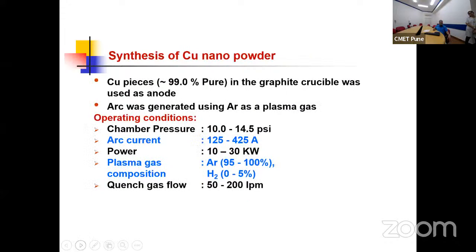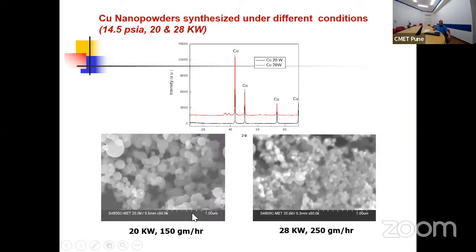So for this synthesis of copper nano powder, we put the copper pieces, 99% pure, in a graphite crucible, which acts as an anode. The arc was generated using argon as a plasma gas. These are the different operating conditions. Chamber pressure varied from 10 to 14.5 psi, arc current 125 to 425 ampere, power 10 to 50 kilowatt, and plasma gas we used 95% argon, or we added a little hydrogen also, and the purge gas argon at 50 to 200 liters per minute.